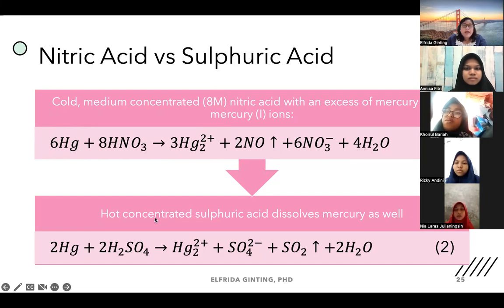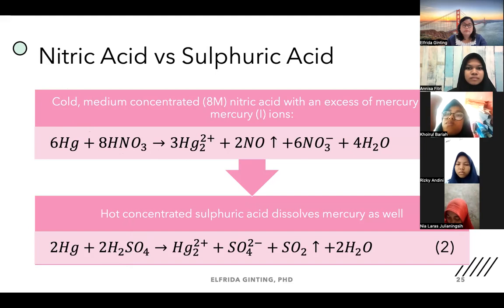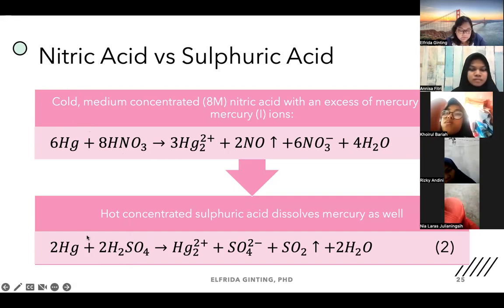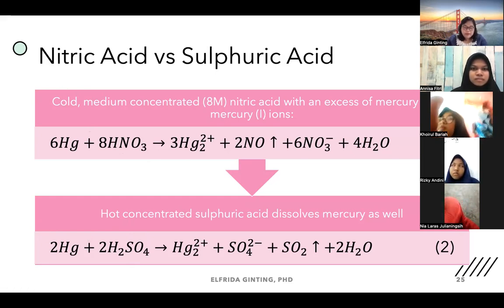Now, what happens if you put hot concentrated sulfuric acid? Hot, remember, hot. So you put mercury, and then you heat the mercury and the sulfuric acid, it will also dissolve the mercury. But instead of nitrogen oxide, it will form sulfur dioxide gas. But remember, it has to be hot. So you can see the difference, right? With nitric acid, you can react it readily. But for sulfuric acid, you need to heat it. In order for the reaction to proceed immediately, you need to raise the temperature of the reaction.